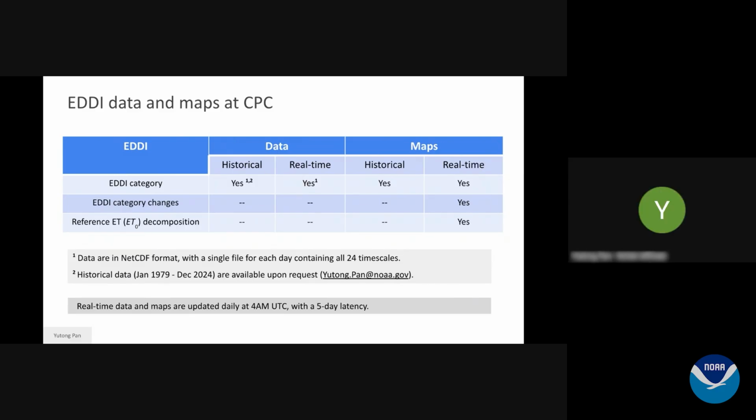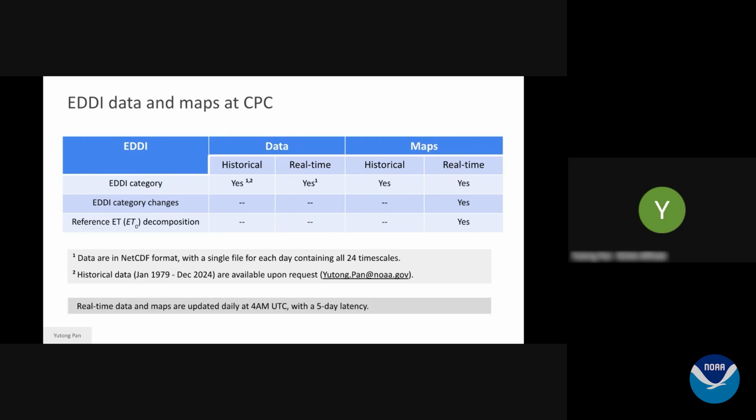Okay, thanks, Helen. These slides give a brief overview of the EDDI data and maps for both historical records and near real-time products, all available on the CPC public website. The EDDI categories are offered in both data and map formats, whether you are examining past conditions or current monitoring. The value-added products, EDDI category change and the reference ET decomposition, are currently provided for the near real-time maps only.